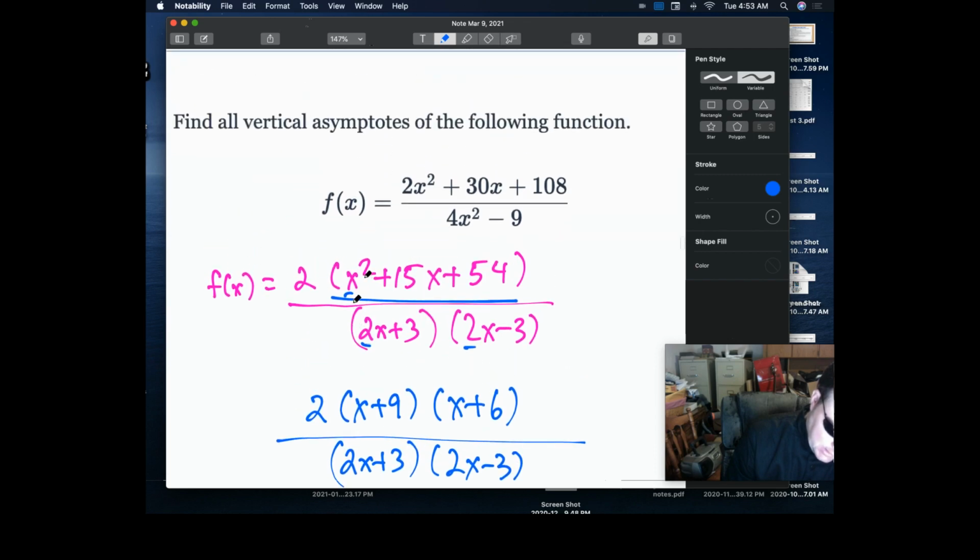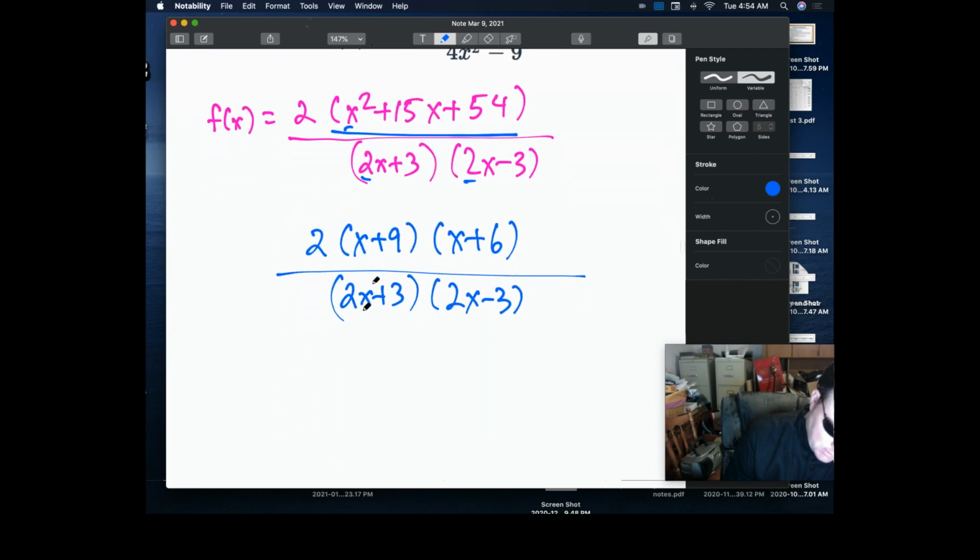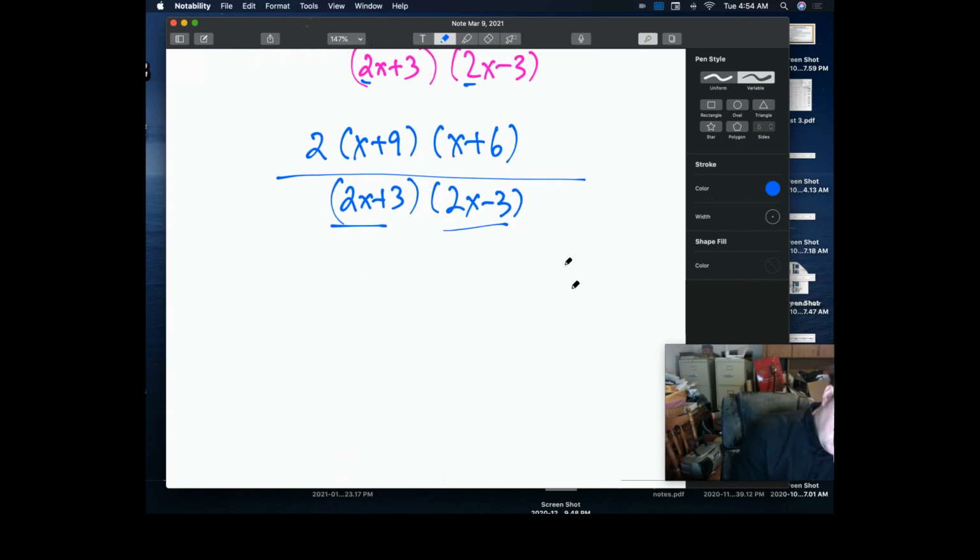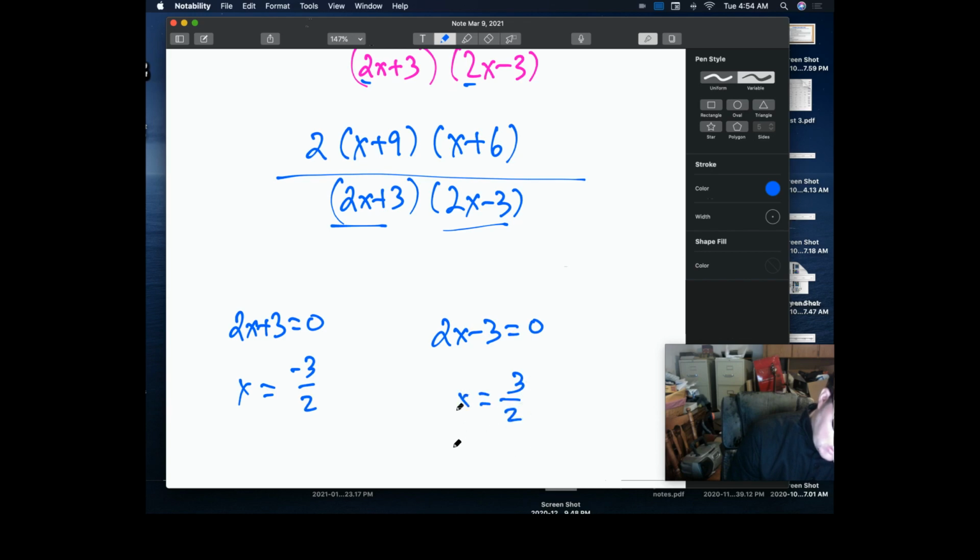It's nice and pretty. And we're saying find all vertical asymptotes. So we know nothing's dividing out, so the vertical asymptotes are going to be restricted to these. So you're going to have to say it's just when 2x plus 3 equals 0 and 2x minus 3 equals 0. And so when you solve this, you get negative 3 over 2 is x, and when we solve this, we get 3 over 2 is x.